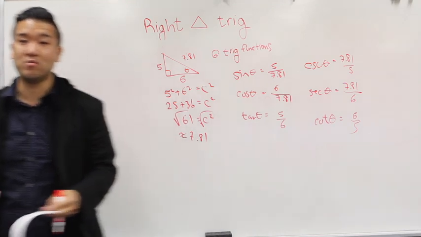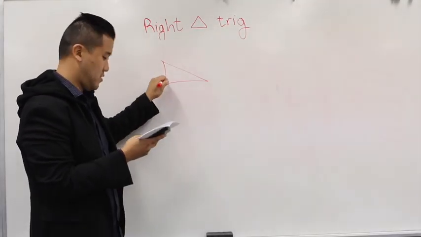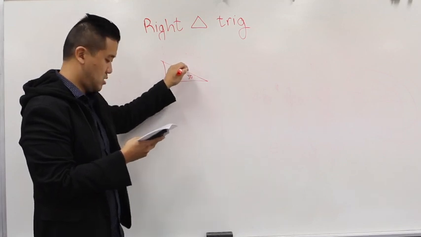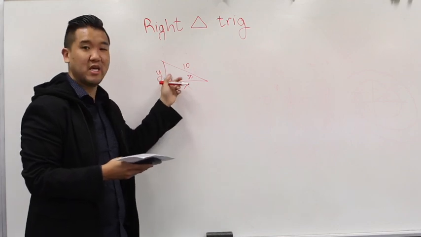Alright, let's try one more problem. Let's find other parts of the triangle. So last example together, if I gave you this triangle, and it's a 30 here, 10 there, x there, and y there, I want you to find x and y and maybe this angle here.